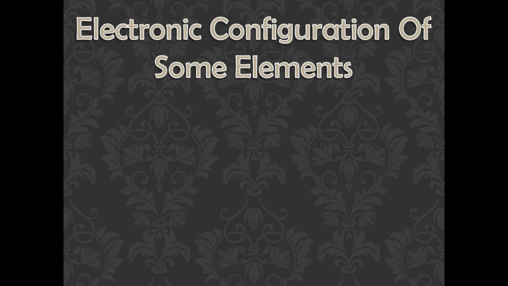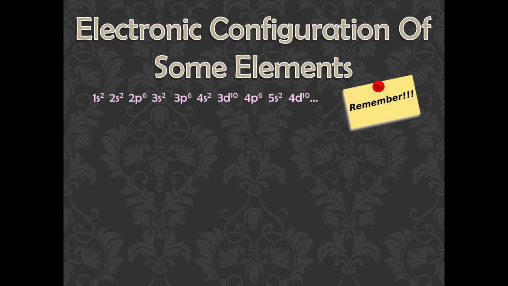Now I'll tell you how to write electronic configuration of some elements. You have to remember the sequence: 1s2, 2s2, 2p6, 3s2, 3p6, 4s2, 3d10, 4p6, 5s2, 4d10. If you cannot learn this sequence, you can simply draw that previous diagram which I have shown you with the arrows to get this sequence.